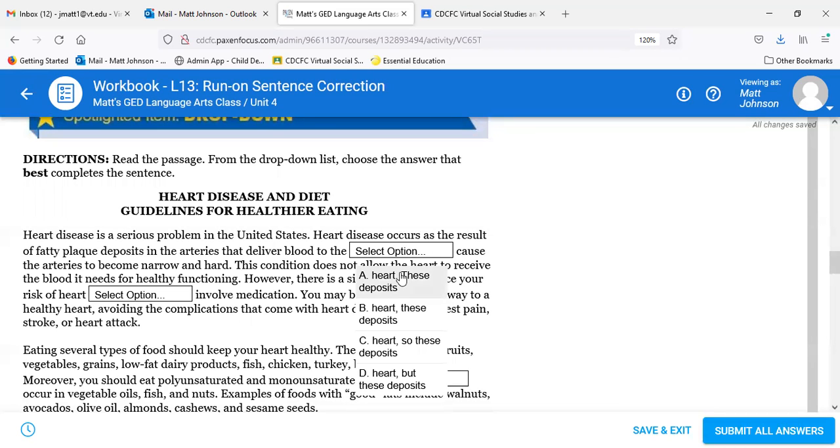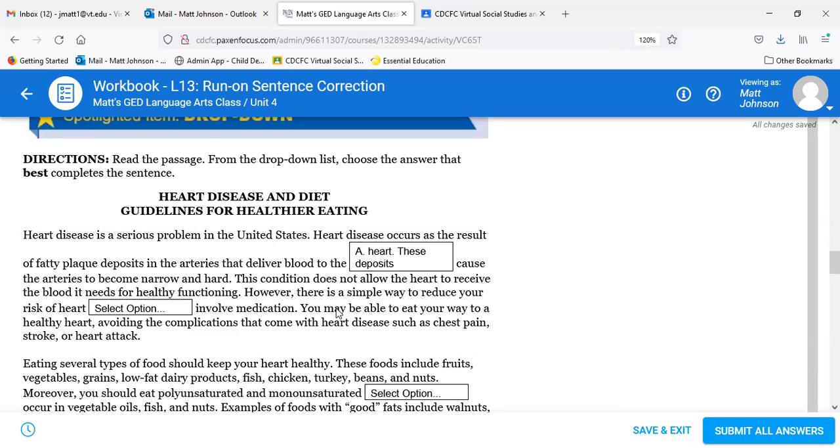So A, we're just going to separate into two sentences. It doesn't work real well in that sentence, and sometimes you just have to read through it. Heart disease occurs as a result of fatty plaque deposits in the arteries that deliver blood to the heart, period. These deposits cause the arteries to become narrow and hard.